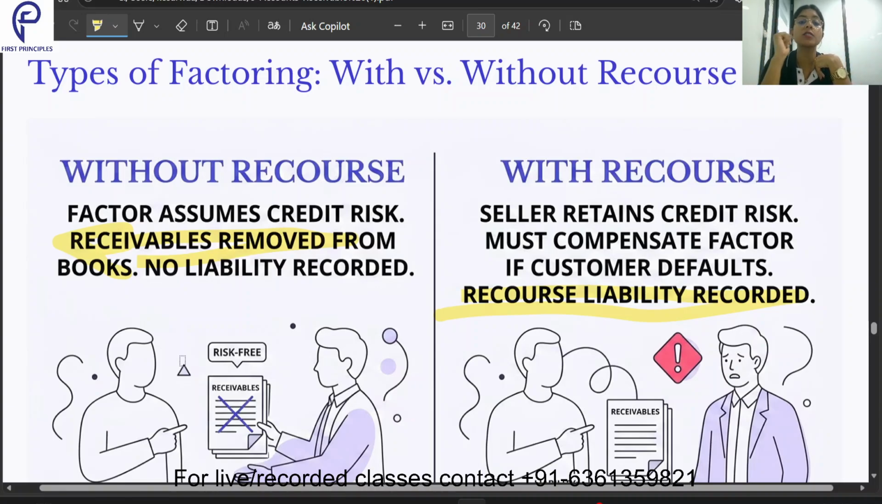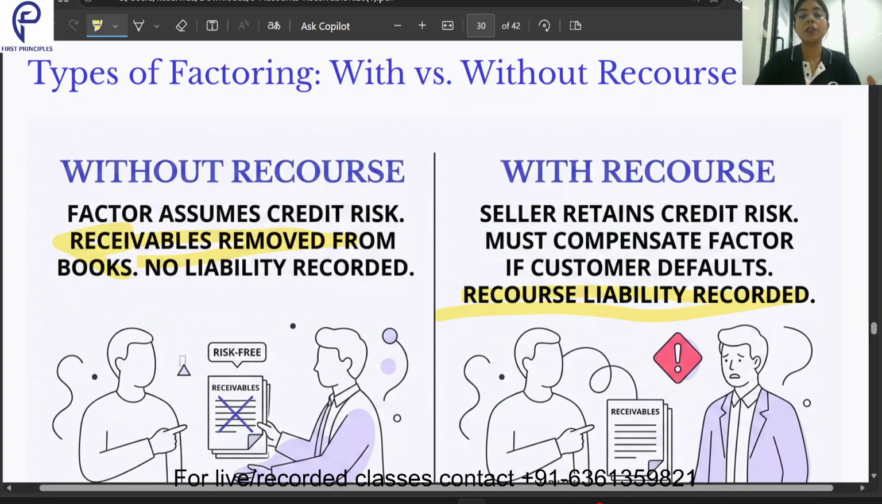So it's now the bank's responsibility to recover the amount from the customer. The entire credit risk is being transferred to the factor, to the bank, or maybe to the person from whom I got this accounts receivable factored. When I am getting this accounts receivable factored, I am removing it from my books, and I am not going to record any liability. That means I am going to remove this accounts receivable from my balance sheet, and also not record any liability for the same.